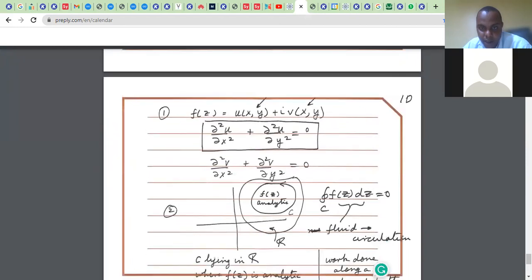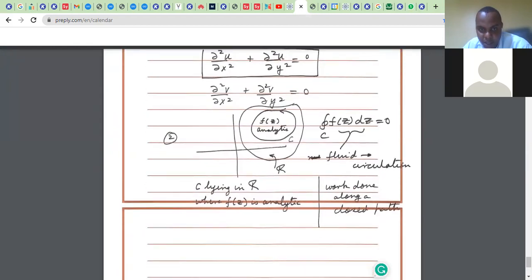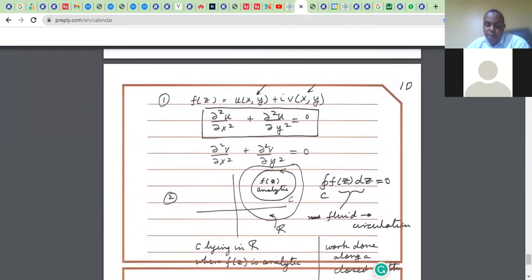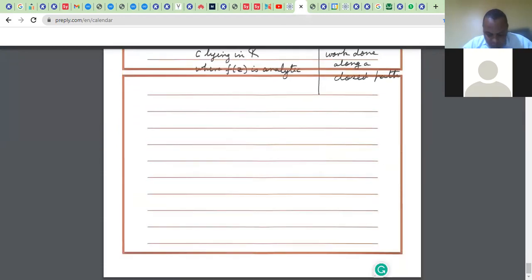Something else is this: the Laplace equation. It's just trying to show that for analytic functions, the Laplace equation has to hold. So f(z) is analytic, so the Laplace equation has to hold for an analytic function. It's like one more condition. So we say that u and v are harmonic functions if they satisfy the Laplace equation. Okay, and I guess that's the end of that page.